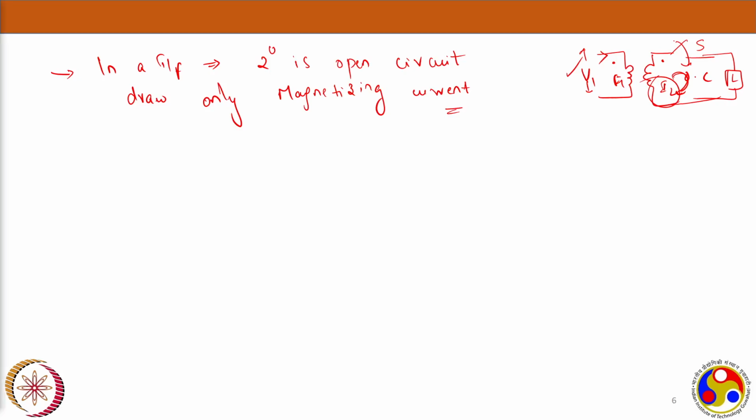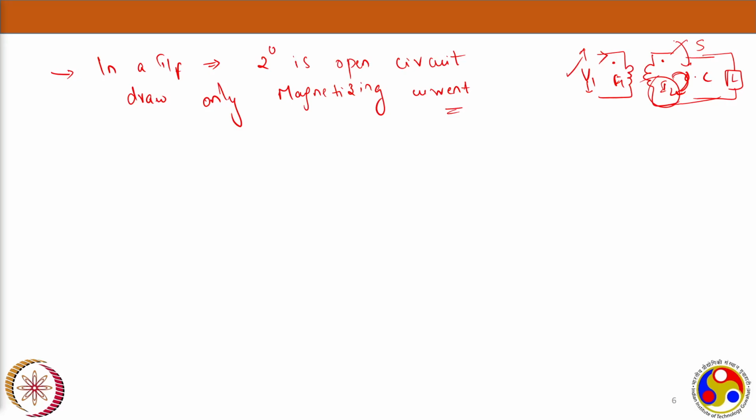So here, the important concept will come, which is the MMF balance. MMF should always be balanced in a transformer, in both the primary side and the secondary side. The MMF should be balanced. So if you understand the MMF balance concept, then you can understand how it managed to draw that particular amount of current I2.